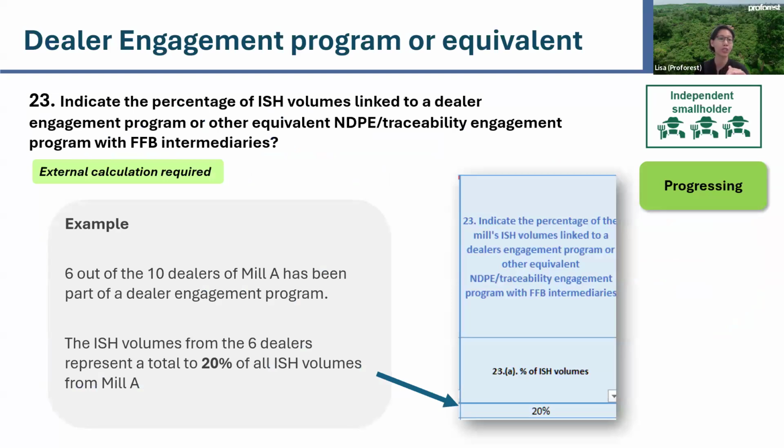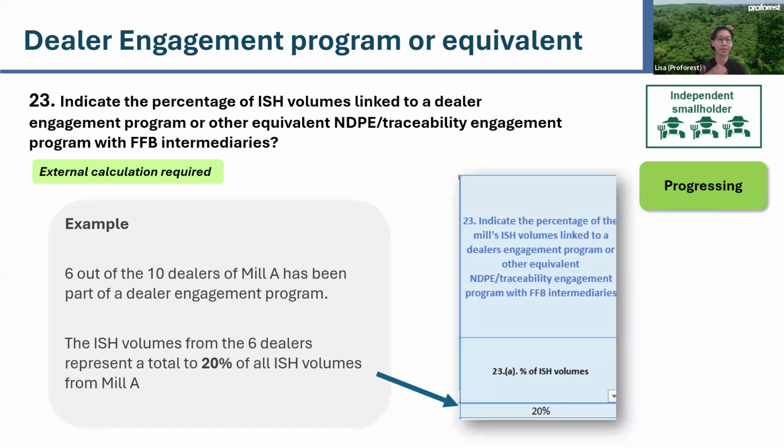So I'll just cover the question on dealer engagement because Nikita has already covered landscapes and MSD. There is a question to tie in your independent smallholder volumes to dealer engagement. I'm just showing you here that external calculation is required. And of course, if you download the dealer guidance, it will show you the step-by-step, the most manual and basic way for you to calculate. But here I'll just summarize it.